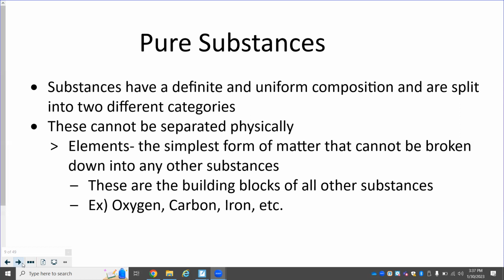In an element, all of the particles are identical. They tend to be individual most of the time. There are cases where we might have two atoms of the same element attached, like we breathe oxygen as O2, which has two oxygen particles that are connected. Elements are the building blocks of all other substances. So everything is going to be made up of elements.